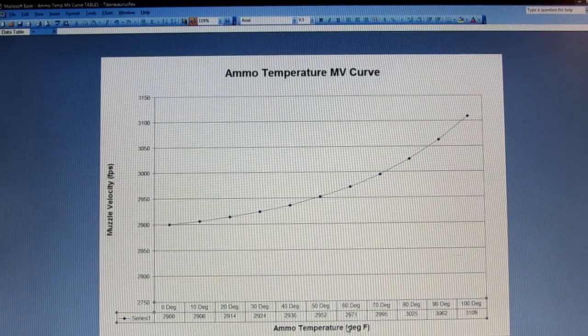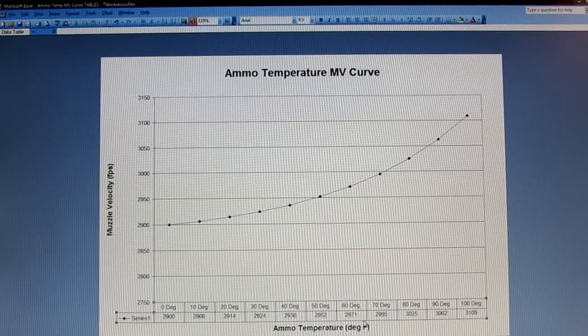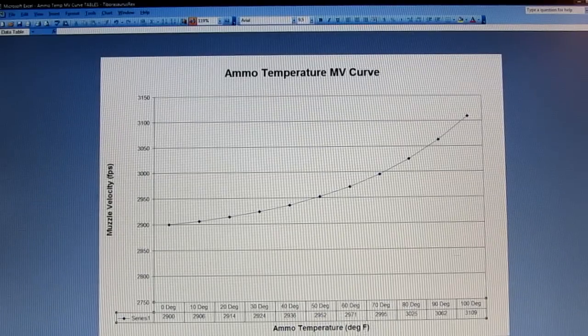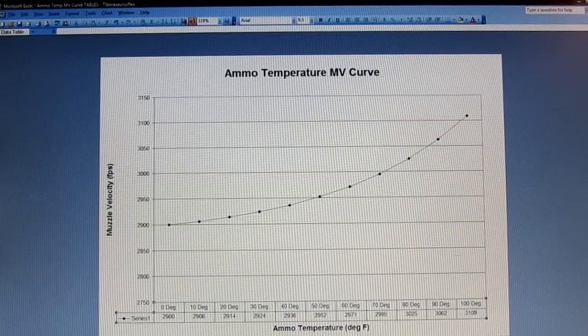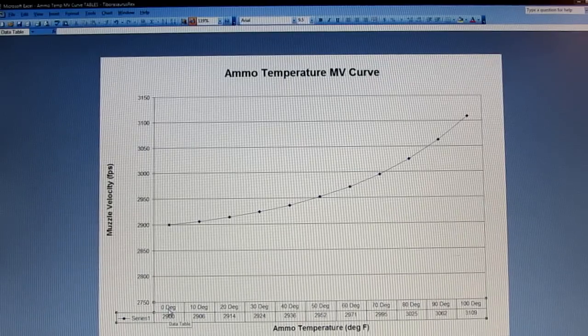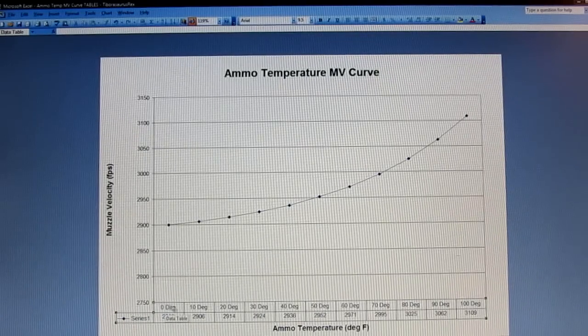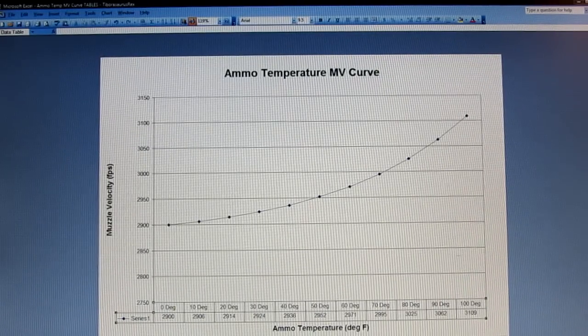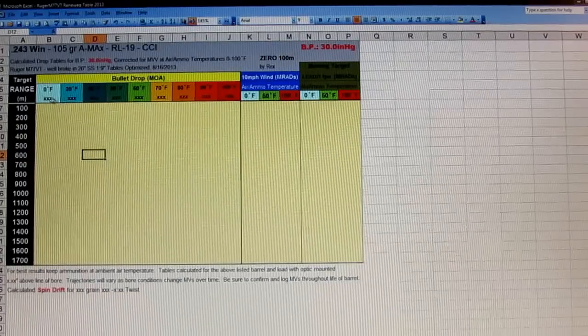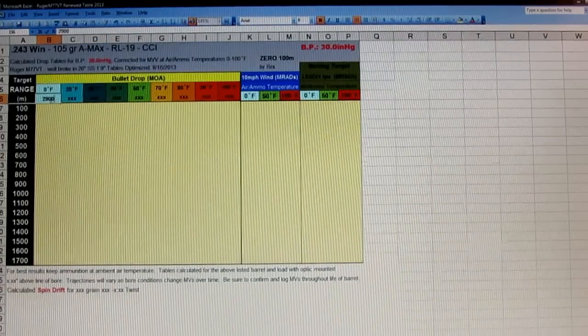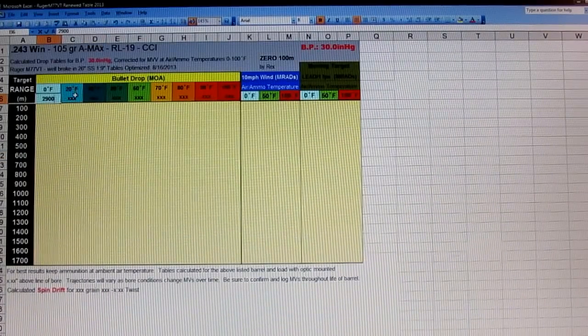So we're going to use these muzzle velocities to set up our ballistic template here. So let's go ahead and take a look at the template. Our first temperature reading here is 0 degrees at 2,900 feet a second. So 0 is 2,900. Right now we're looking for 20 degrees.